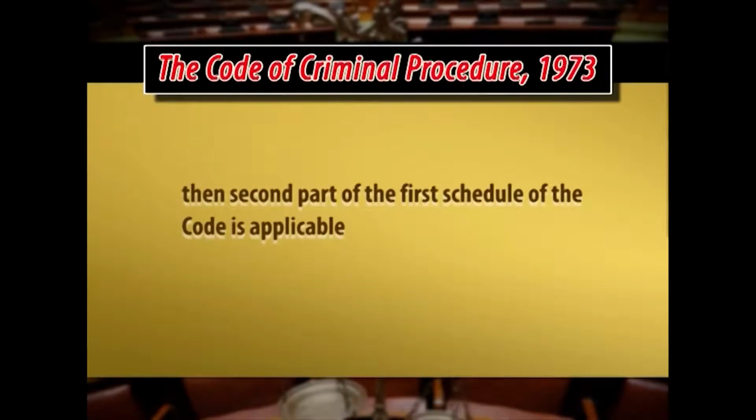But if nothing in this regard is provided in that special law, then the second part of the first schedule of the CRPC is applicable, which provides that if the offence is punishable with death penalty, life imprisonment or imprisonment for more than 3 years, then it will be non-bailable offences, and if the offence is punishable with imprisonment for less than 3 years, then it will be bailable offence.